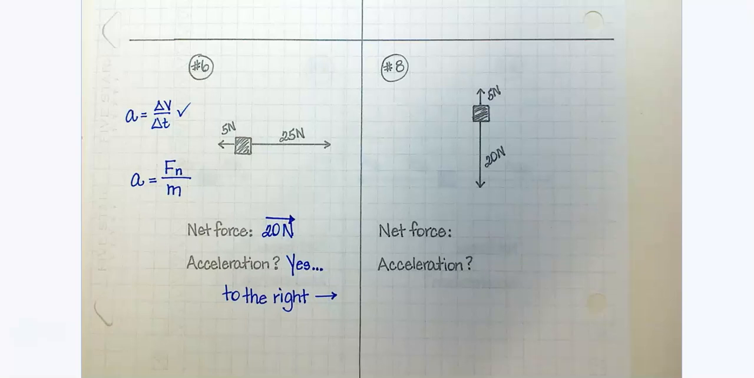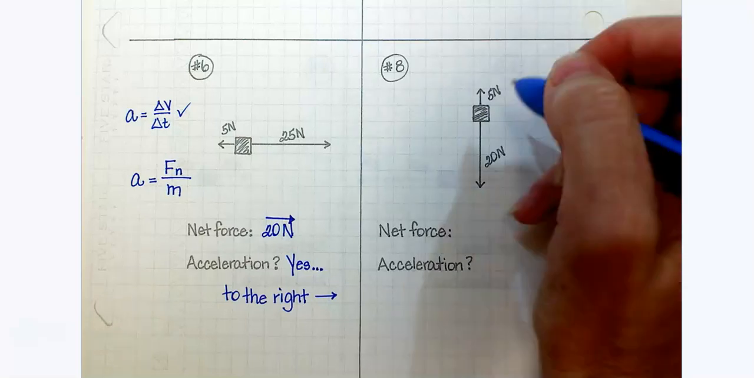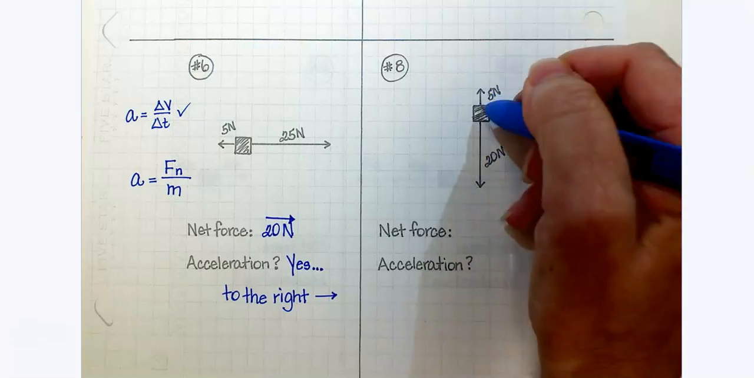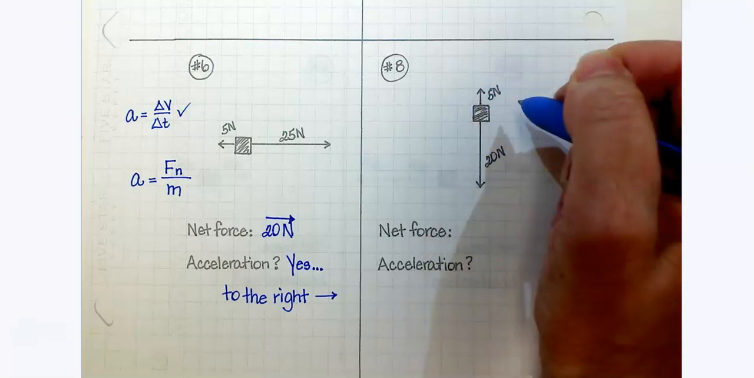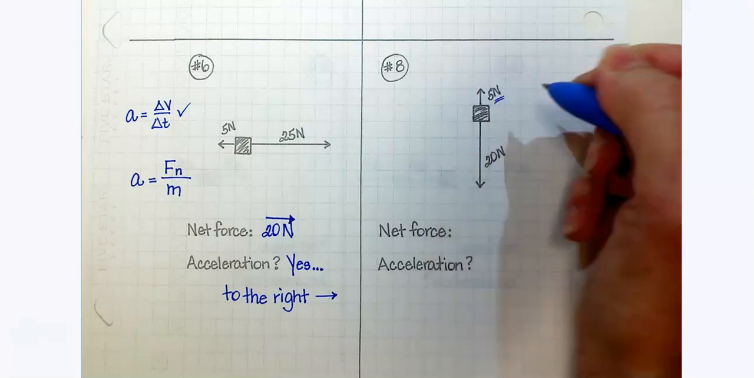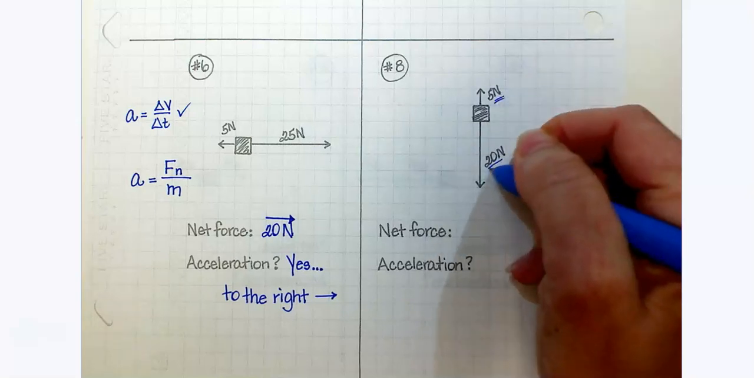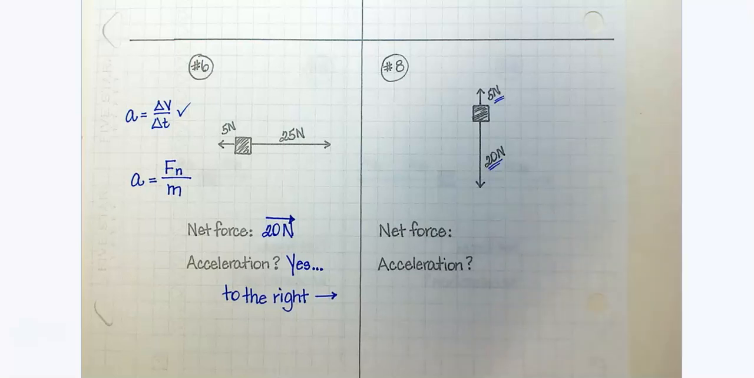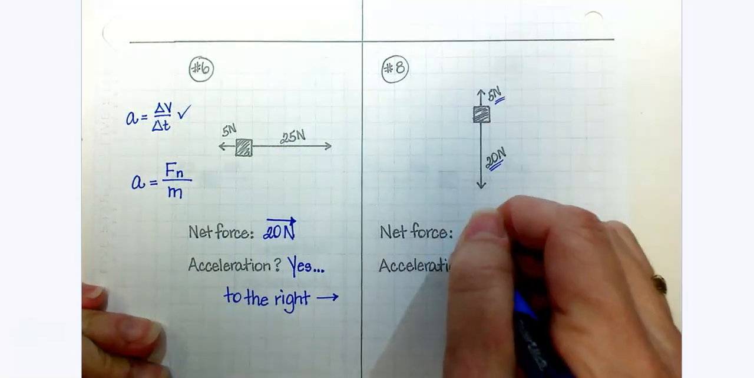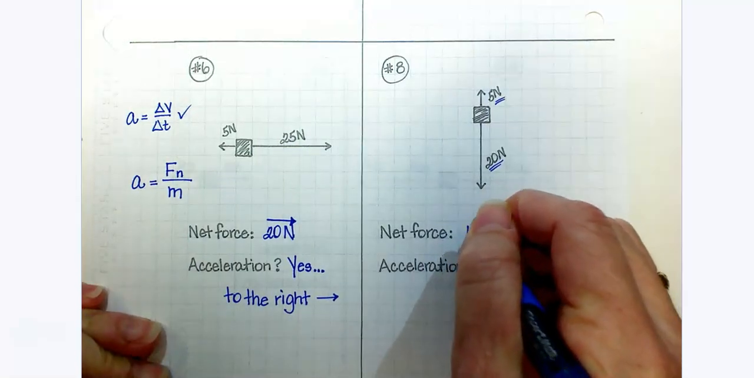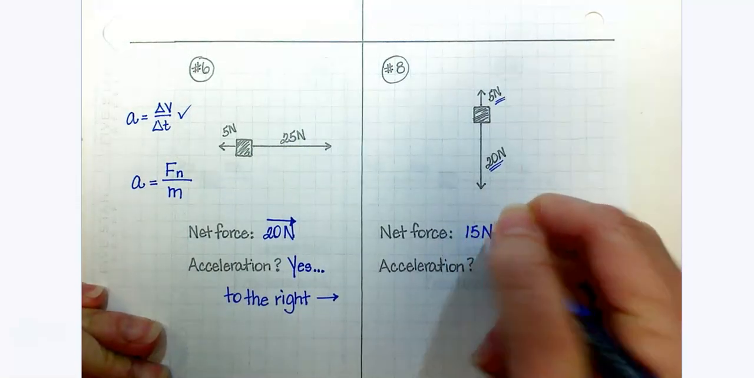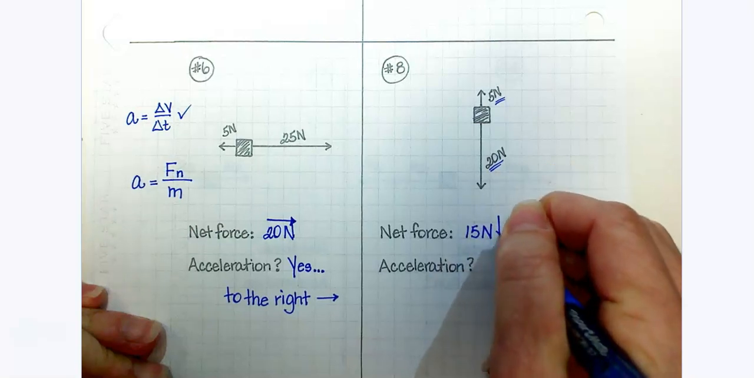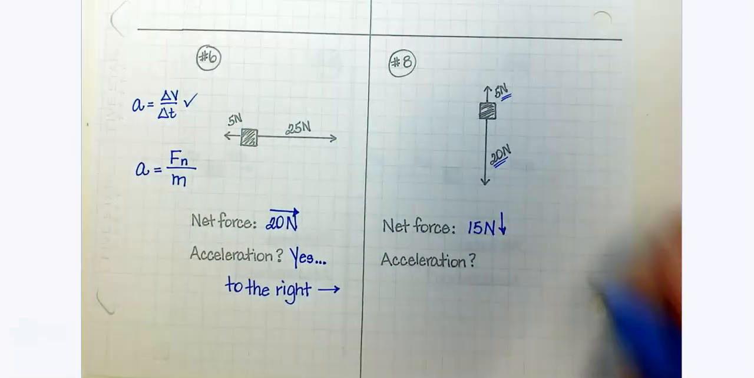Let's go to number 8. Again, I have two forces. One you can kind of think of as a pull force up, 5 newtons, a pull force down of 20 newtons. They are pointing in the opposite direction, so they are going to be subtracted. So 20 minus 5 is 15. The direction of the bigger force is going to be the direction of your net force.